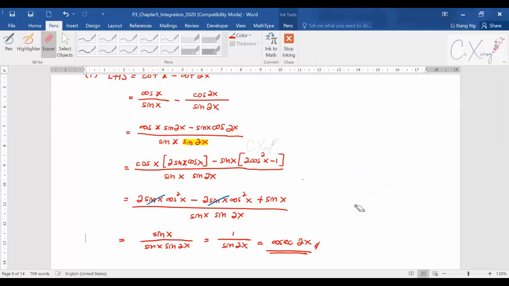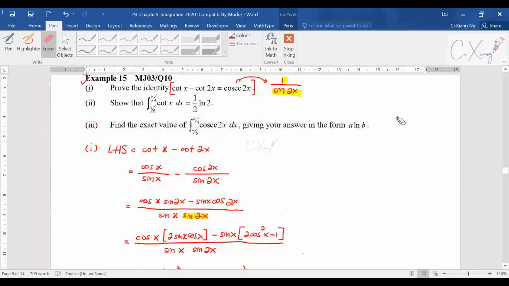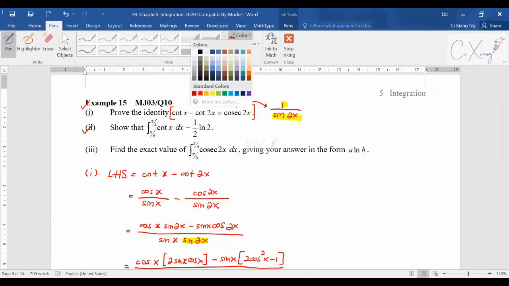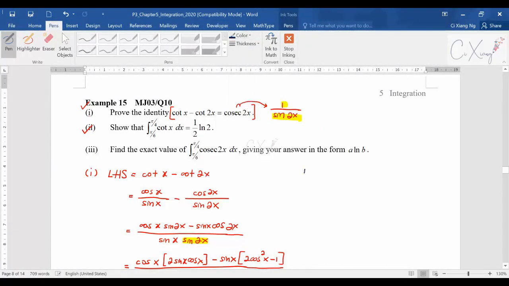So after you prove this identity, when you go back to part number 2, what do we have? They want you to show that, okay, for this integration, you will get 1 over 2 ln 2. Okay, so maybe we can start now. Alright, so for the second part, they want you to do the integration and the final answer that you get should be what they showed.